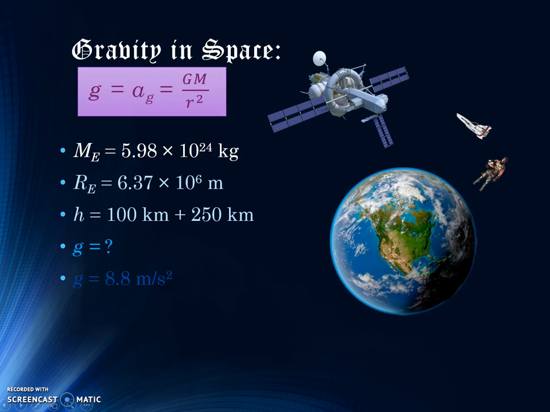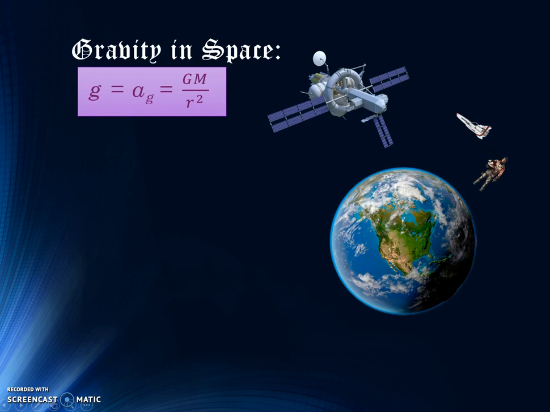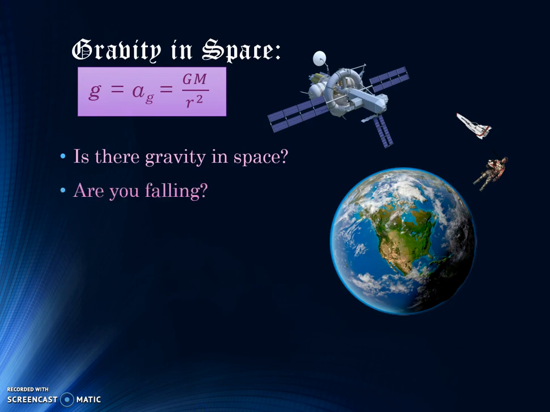This begs a very important question. Is there gravity in space? Think about it. 8.8 meters per second squared says yes! There is gravity in space. There's quite a lot of gravity in space. In fact, there's almost as much gravity in space as there is on Earth. Going up into orbit here has only made about a 10% difference.